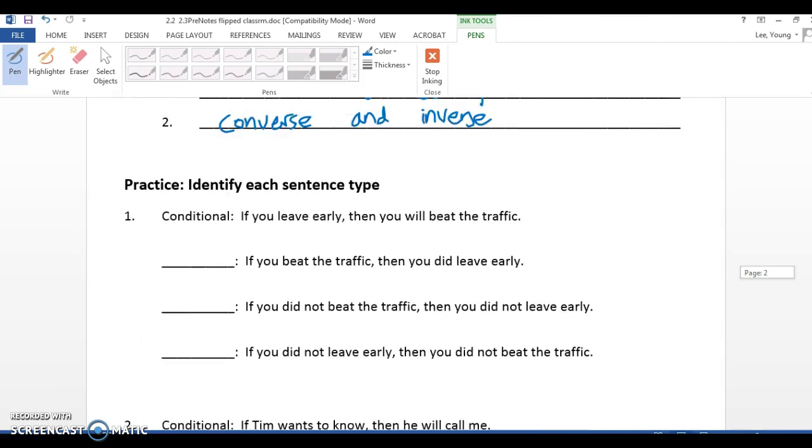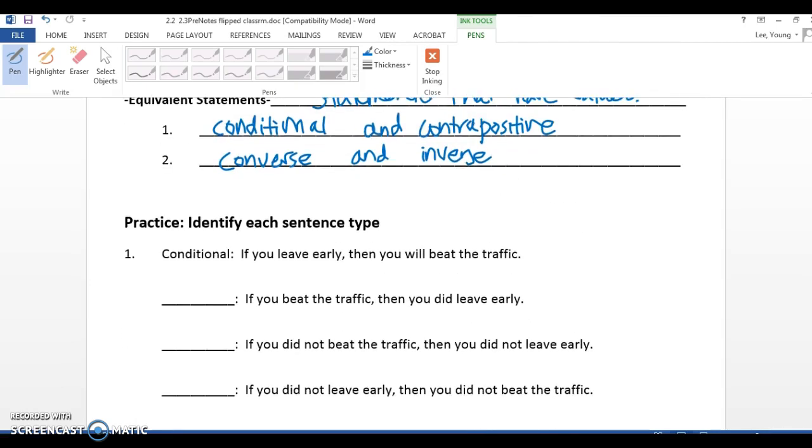Let's take a look at one practice problem. The conditional statement is: if you leave early, then you will beat the traffic. It's going to help you if you write the letters for each one. So if you leave early, that's the hypothesis, so I'm going to put P. Then you will beat the traffic, that's going to be Q.